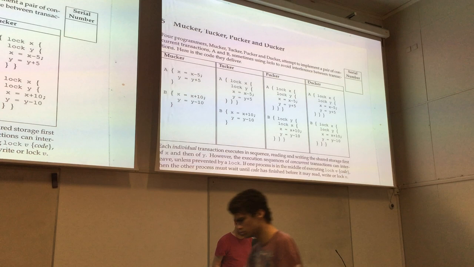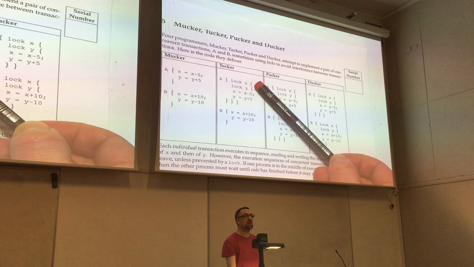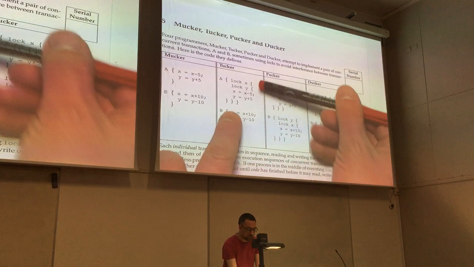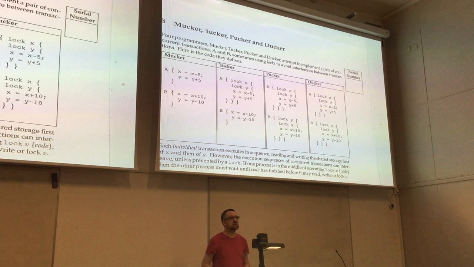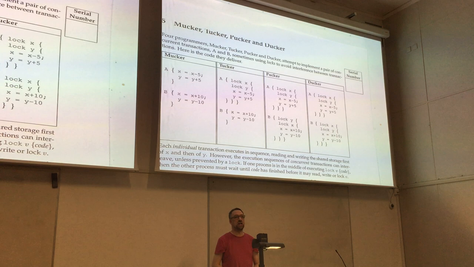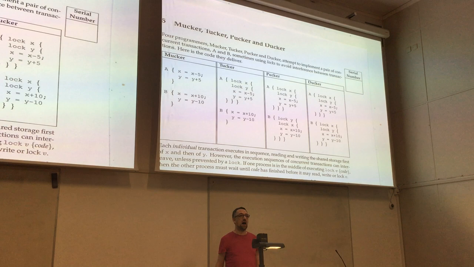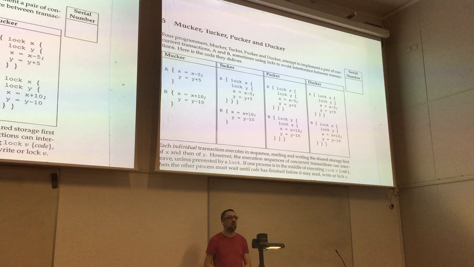So you can see Tucker's code, program A, first of all tries to lock X, and then once it has locked X, the block of code that's being executed starts by trying to lock Y. And then once it has successfully locked Y, then it does its operations to change X and Y. Okay? What transaction A is saying is, wait until I can take both variables X and Y and have them all to myself, and then do this update.